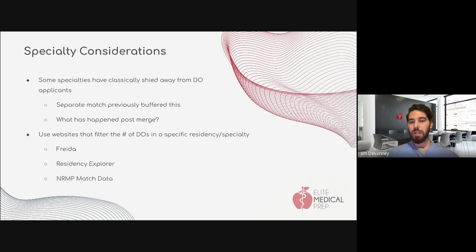So as far as trying to evaluate this, there are different websites, whether it be FRIDA, Residency Explorer, or NRMP Match Data, that talk not just about overall what matching looks like as a specialty, but you can find different information about specific programs. So you can also direct yourself a little bit more on certain specific programs. That's something that we'll talk a little bit more about in the future as well.